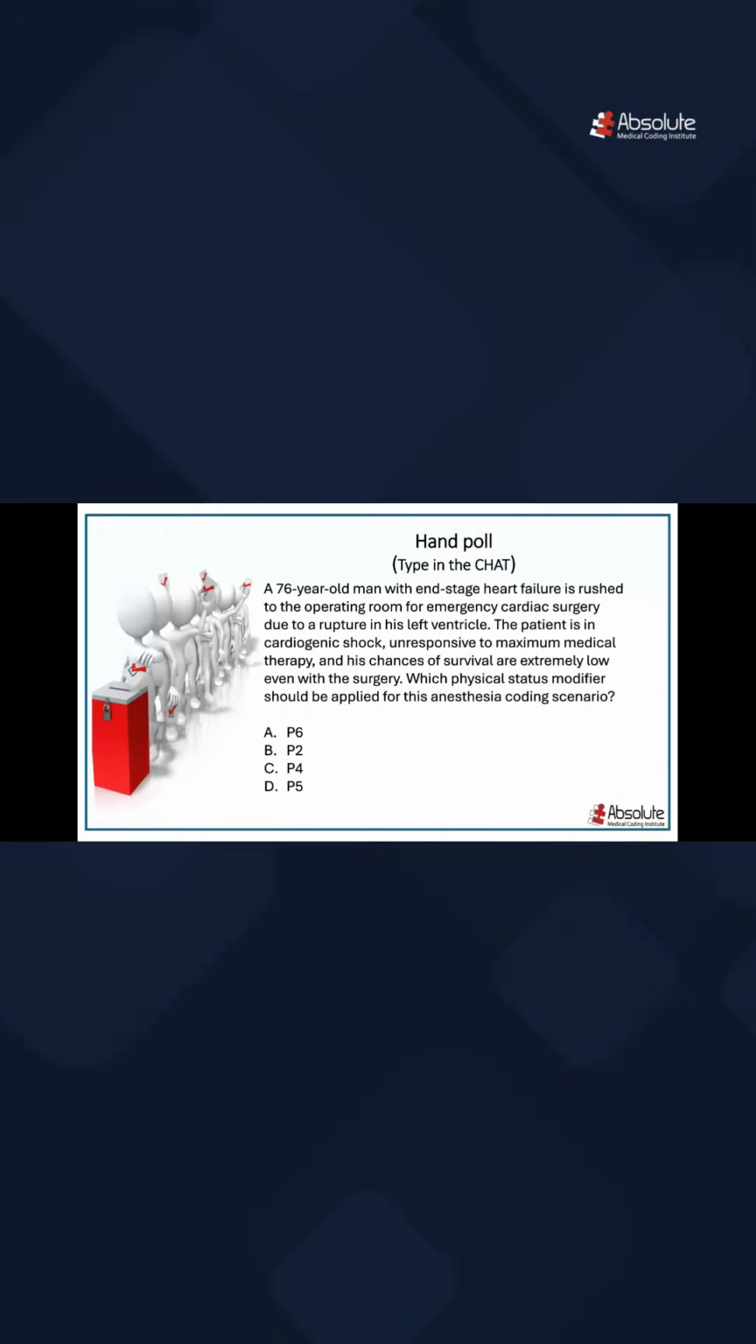Which physical status modifier should be applied for this anesthesia coding scenario? A 76-year-old man with end-stage heart failure is rushed to the operating room for emergency cardiac surgery due to rupture of his left ventricle. The patient is in cardiogenic shock, unresponsive to maximum medical therapy, and his chance of survival is extremely low, even with the surgery. Which physical status modifier should be applied?